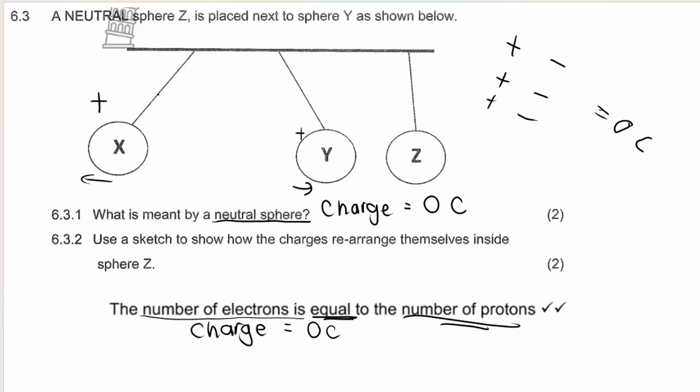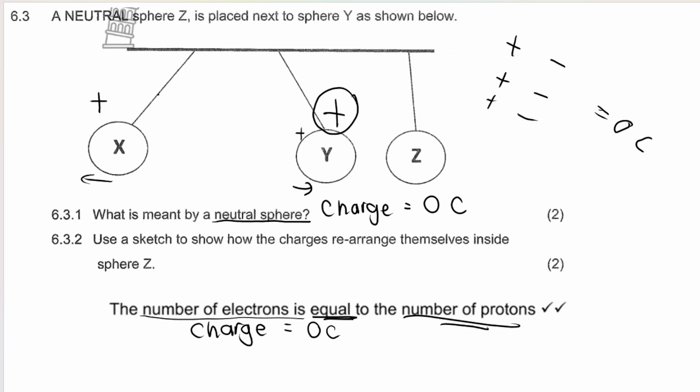6.3.2, use a sketch to show how the charges rearrange themselves inside sphere Z. So remember what I told you about neutral. Z is neutral, has a charge of 0. It doesn't mean that it has no electrons or no protons, but it means that the number of protons and electrons are equal. However, when Y and Z are close to each other, remember Y is positive, and positive charge attracts negative electrons. Remember, only electrons can move.